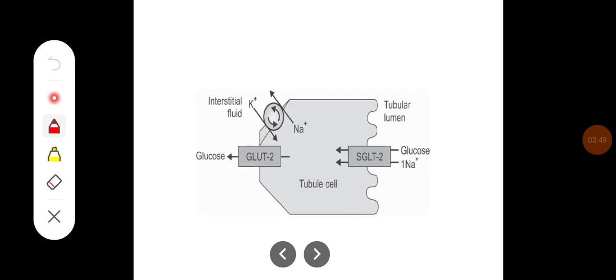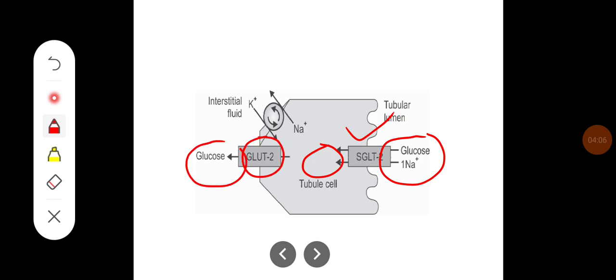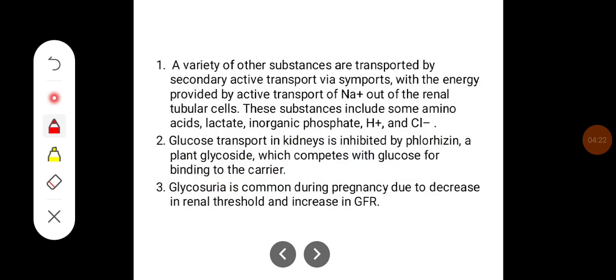So here you can see sodium and glucose attach to the SGLT2, then they are reabsorbed through the GLUT transport. They are going to reach the peritubular capillary and glucose is absorbed. This is called secondary active transport, because the gradient for sodium is produced because of the primary active transport, that is sodium potassium pump.